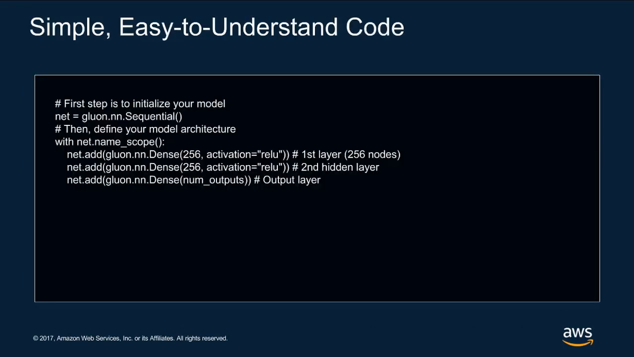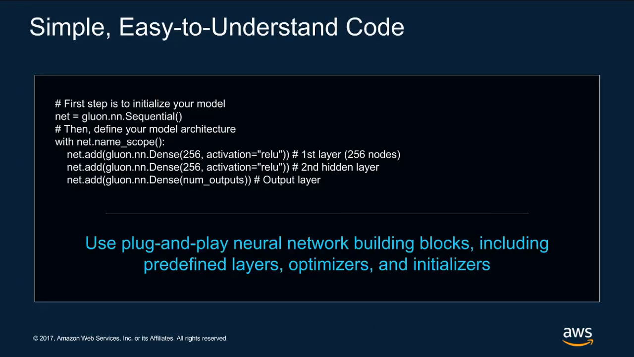Very quick code samples here. As you can see, this is a simple neural network with 2 hidden layers. These are fully connected dense layers, each with 256 nodes and an activation function of ReLU. It is initialized, and then you specify the layers. So very simple, concise code.